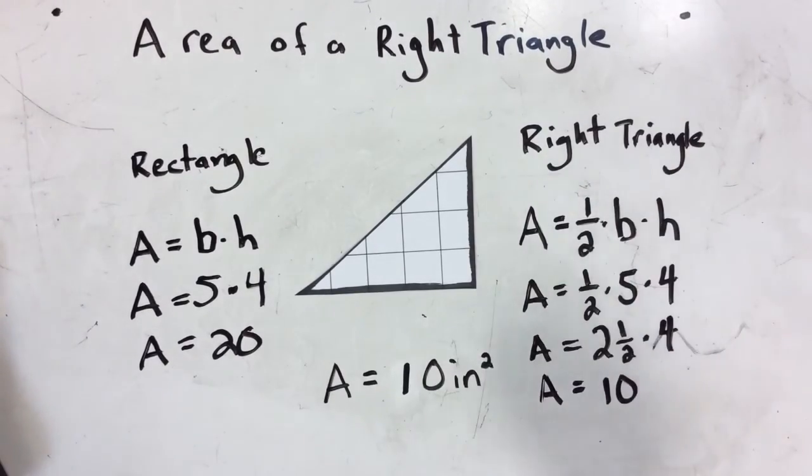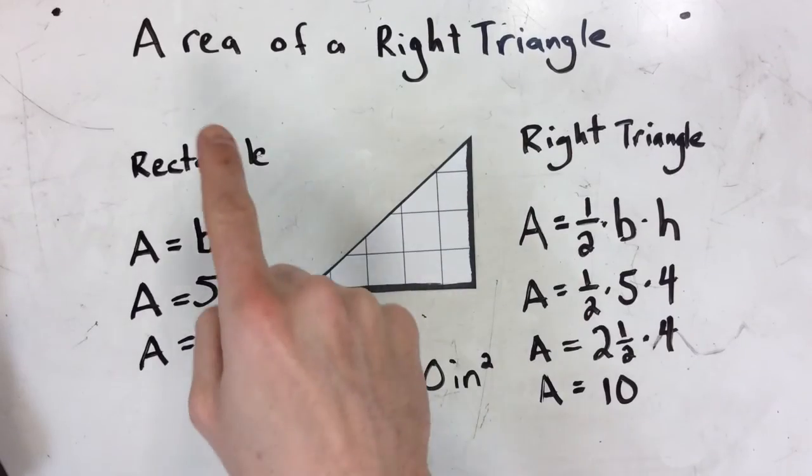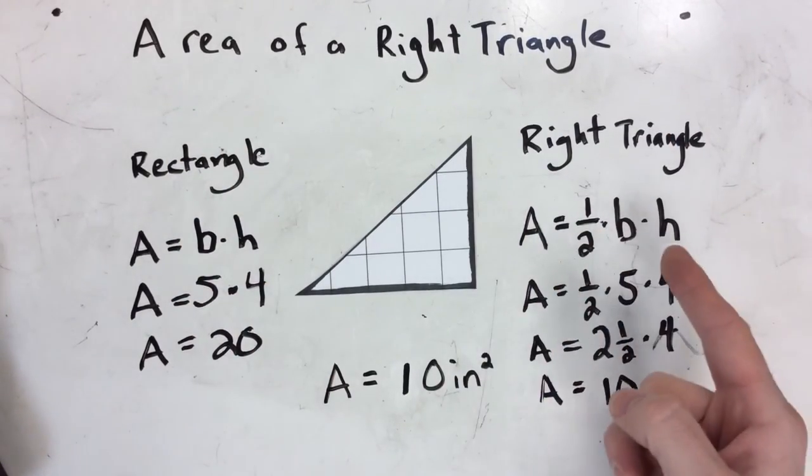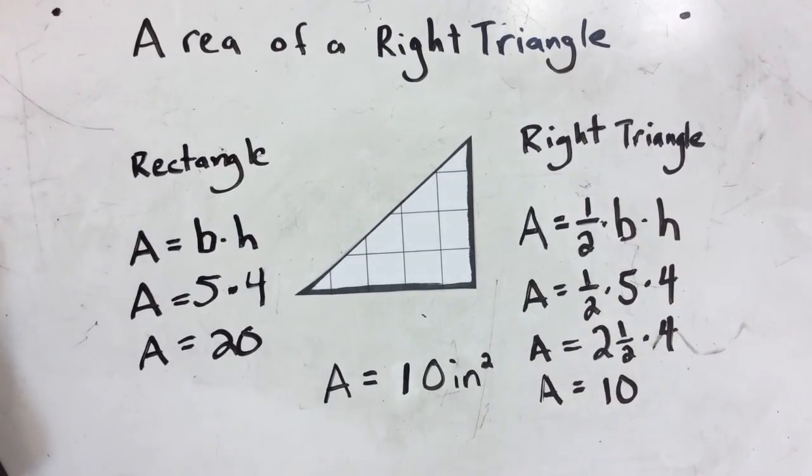So there you have it. Today we're learning how to use the area of a right triangle formula, which is the same as the rectangle, simply cut in half. Have fun!